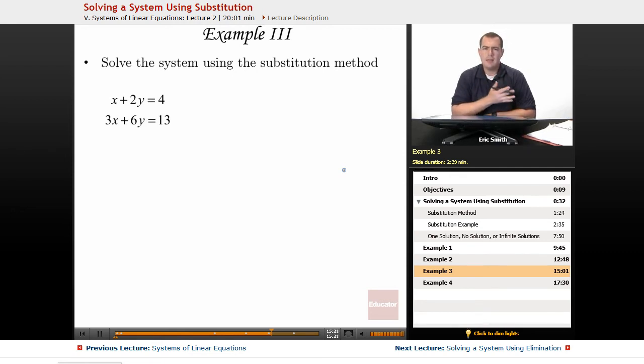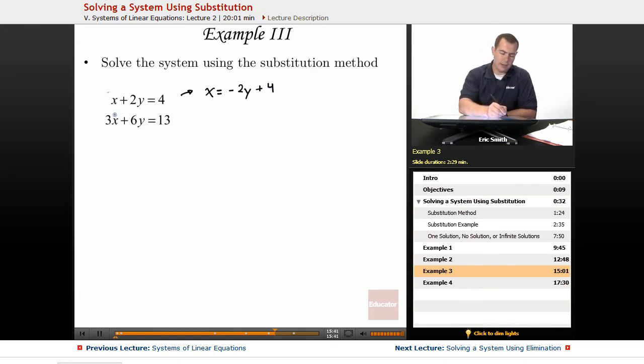We really just want to take these and solve it for one of our variables. And I'm going to solve the first one for x, since that one looks like it'd be nice and easy to get isolated. So that would give me x equals, subtract 2y from both sides, plus 4. Now that I have x isolated, let's substitute it into the second equation. So 3, leave lots of space, plus 6y equals 13, and we'll drop in negative 2y plus 4.